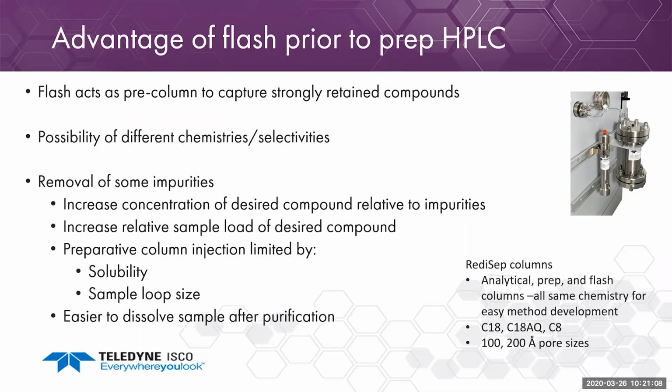So by removing these impurities, you increase the concentration of the desired compound. Your prep column injection is limited by solubility and sample loop size. By solubility, in your sample loop, you often wind up using DMSO, and that affects your chromatography, and we will discuss that later. We do have ReadySep columns, and they're available in analytical, flash, and prep. They're all the same chemistry for easy method development, and we have different pore sizes, and we'll explain why that is useful later as well.